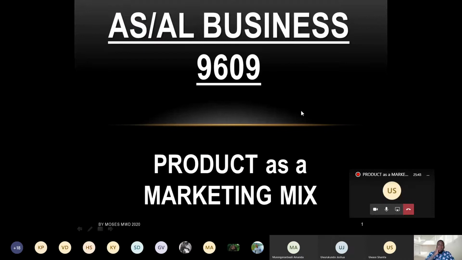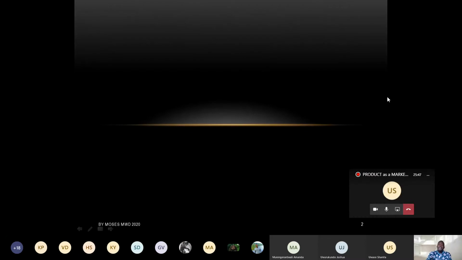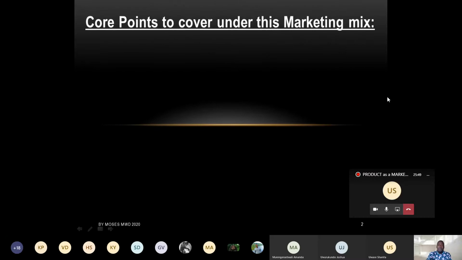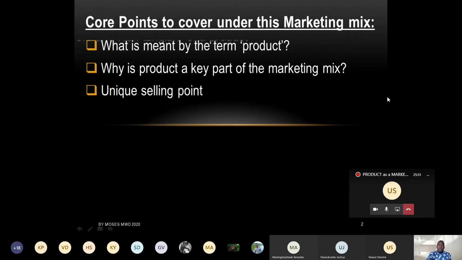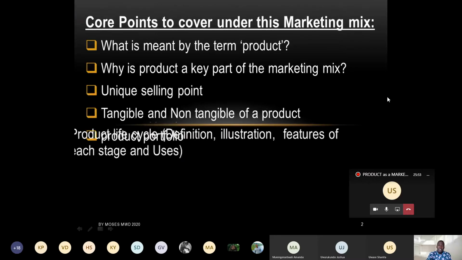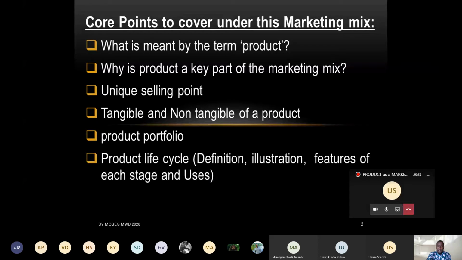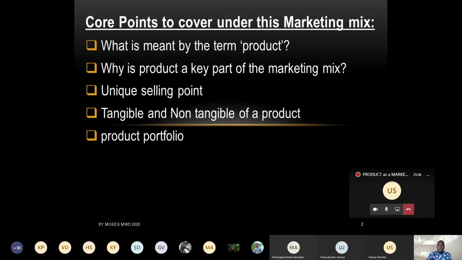That's what we're going to talk about. Product as a marketing mix. These ones we know them. This is what we are going to look at today. What is a product? Why is a product a key part of the marketing mix?